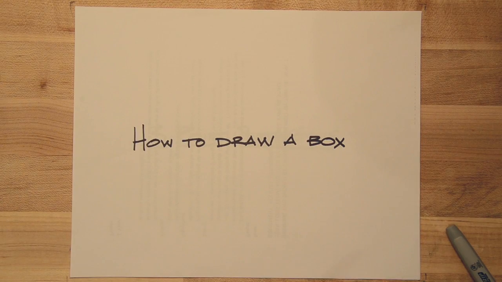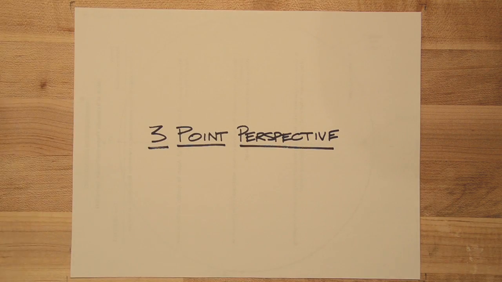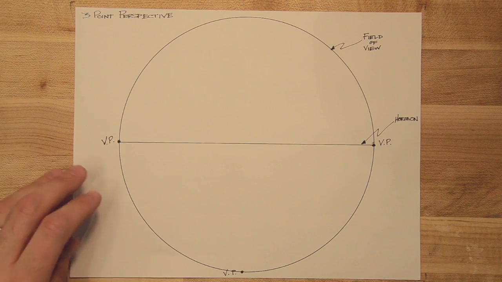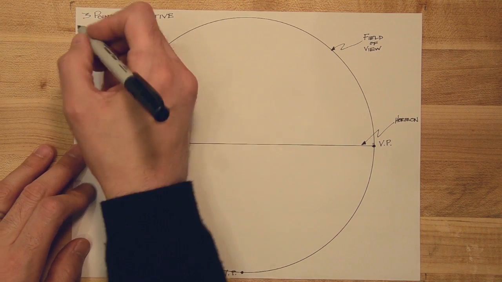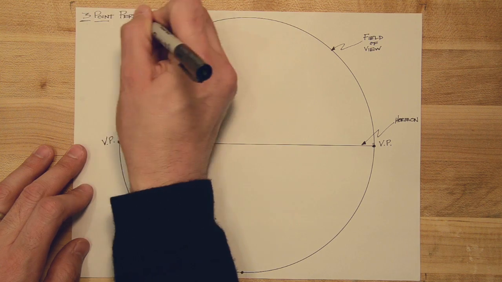Okay, hello and welcome to our third installment of How to Draw a Box. In this installment, we'll be talking about 3-point perspective. So we've seen 1-point perspective, pretty cool. 2-point perspective, maybe a little bit easier to draw and a little bit easier to understand. And now we're on to 3-point perspective.